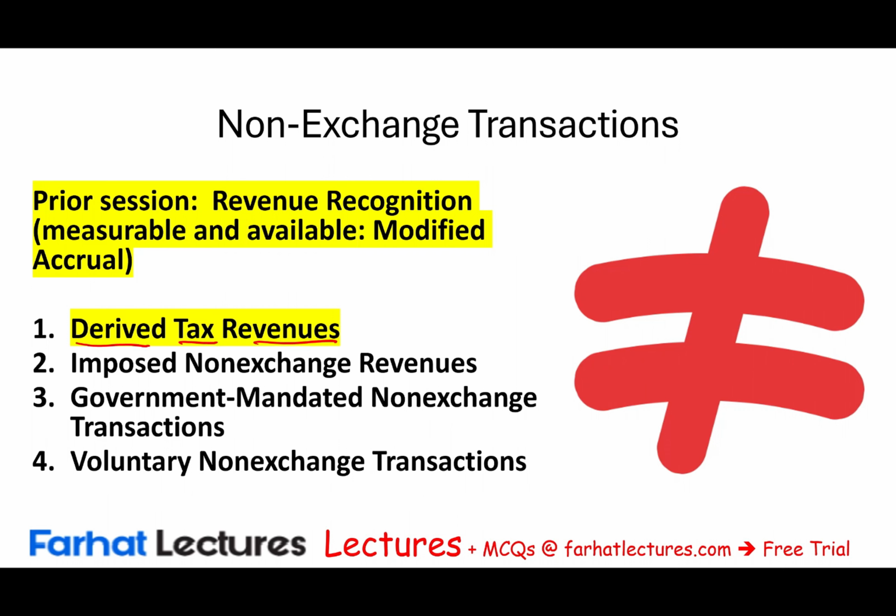Now, derived tax revenues is one type of non-exchange transactions. Remember, the government could have non-exchange transactions as well as exchange transactions. A non-exchange transaction is when one party gets more or less in a form of an exchange.